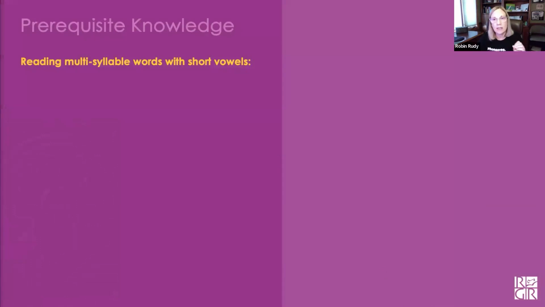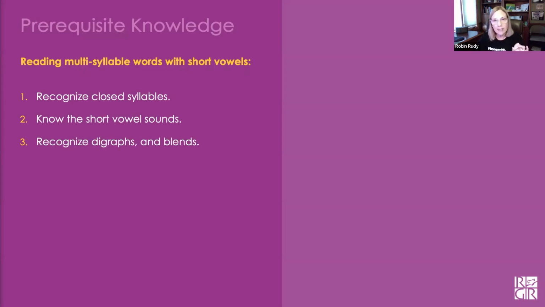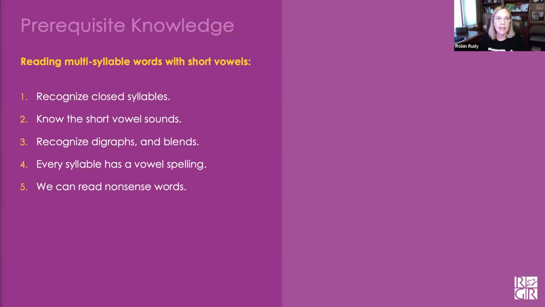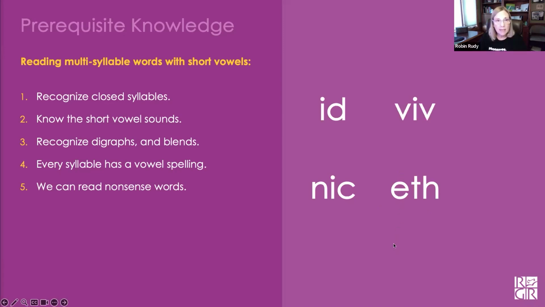Before beginning work with multisyllabic words, it's important to establish some prerequisite knowledge. You have to be able to begin with recognizing closed syllables, right? So remember, that's 1 vowel followed by 1 or more consonants. They have to know those short vowel phonemes cold. They have to be able to recognize digraphs and blends because you can break up a blend, but you can't break up a digraph. We want our students to know and recognize that every syllable has a vowel spelling. It's also important to read and have a comfort level with nonsense words like id, nick, eth, and viv, because many times those nonsense syllables combine to produce real words like vivid or ethnic.